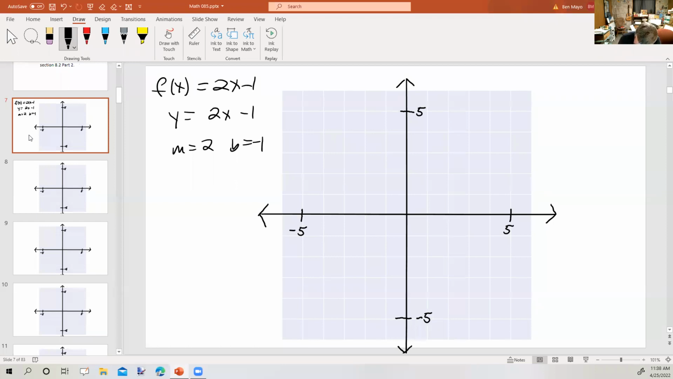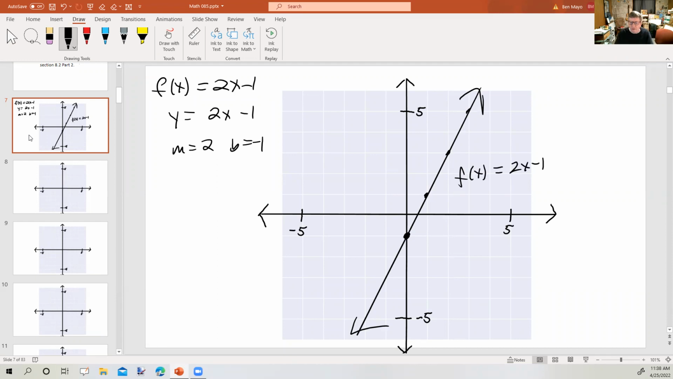So this would have a y-intercept of -1 and a slope that goes up 2/1, up 2/1, up 2/1. And then we would draw our line. And there we have the graph of f of x equals 2x minus 1. Any questions about that example?